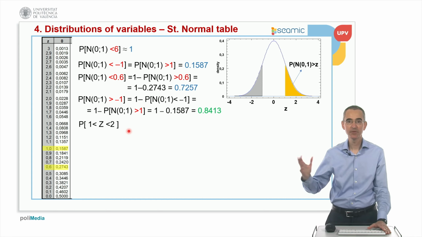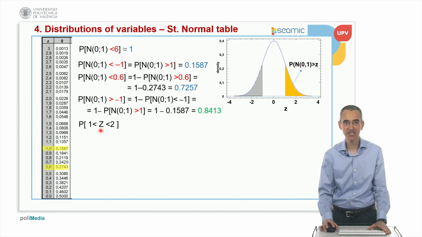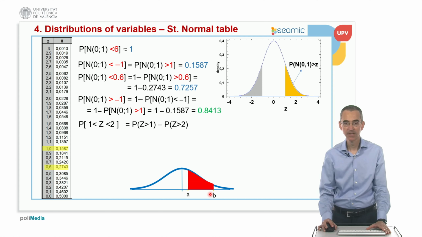So now, what is the probability to be comprised within one interval? For example, the probability that this distribution is comprised between 1 and 2. This is the standard normal distribution with an average of 0. We have an interval A and B. In general, we have different ways to solve this.